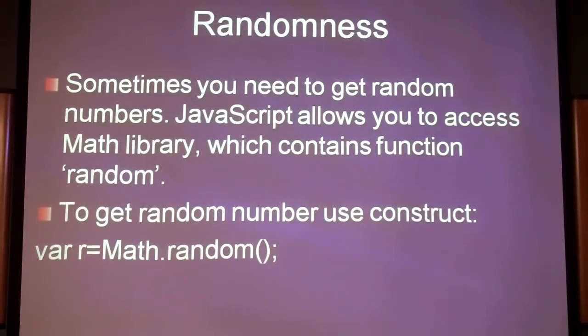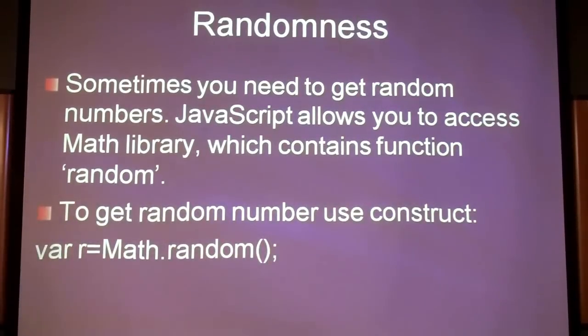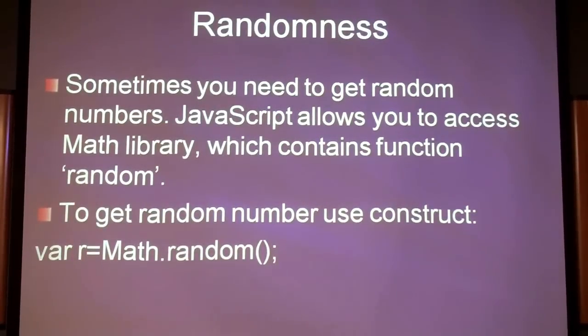Next thing which we are going to cover is randomness. Randomness is basically being able to generate random numbers. JavaScript supports randomness with a method called random. The random method is part of a big library called Math. The Math library contains different functions for trigonometric and mathematical operations, and one of the functions is random.